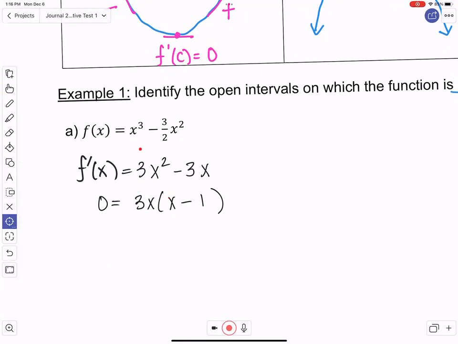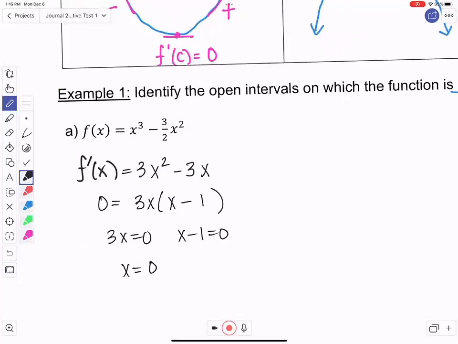Okay, let's double check. 3x times x is 3x squared. 3x times negative 1 is negative 3x. So this does work. Once I've split them up, I can set each factor equal to 0. So I'm going to do that real quick. So x is equal to 0 and positive 1. So I have found my 2 critical points.